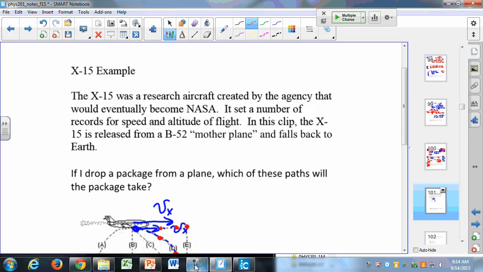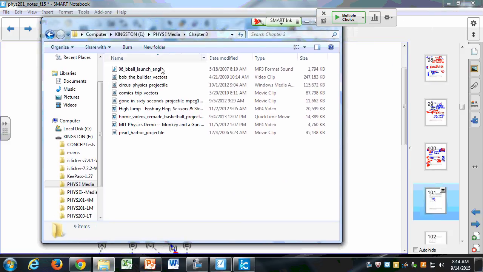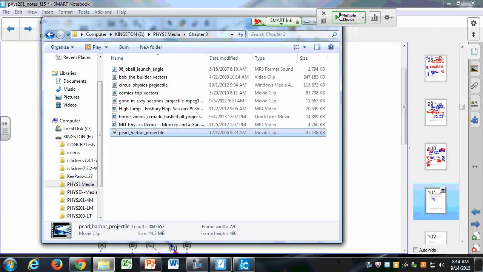Well, let's watch this instead. This is from Pearl Harbor when they're bombing Pearl Harbor, and you can see the bombs. Actually, in this one, the plane drops it, and instead of following a path, it just sort of drops vertically downward. Now, these bombs are not just passive bombs, but they have an active guidance system, so they actually have a propeller on them. But the idea is still the same.